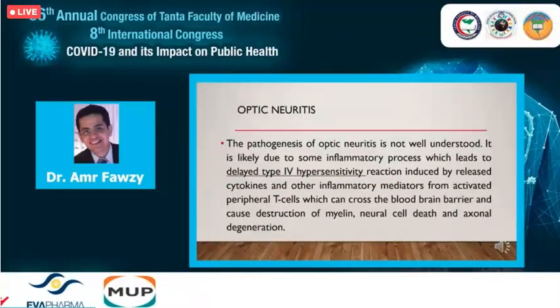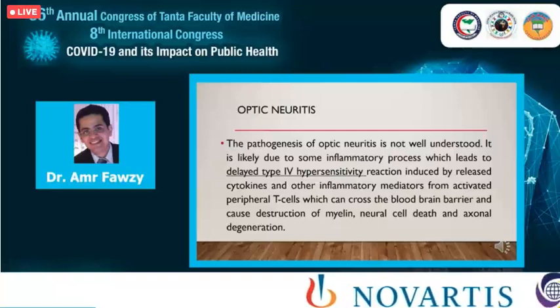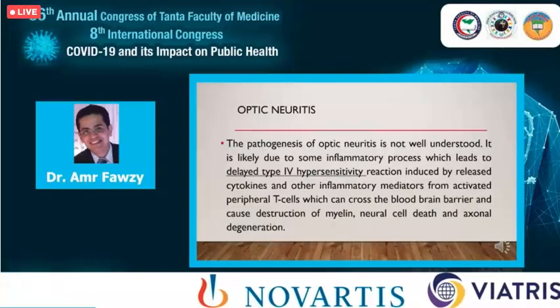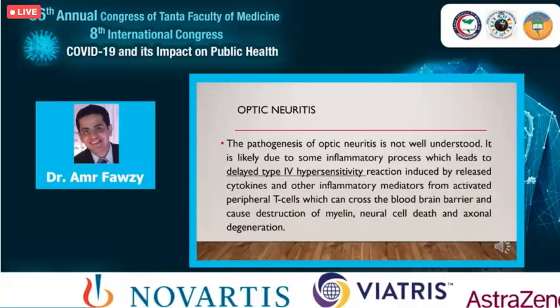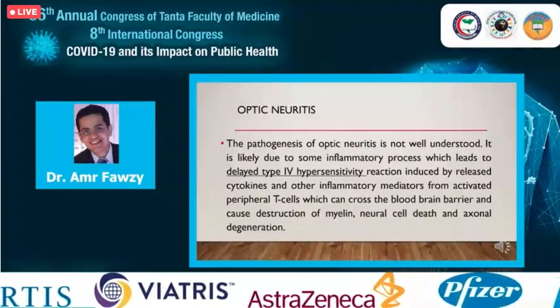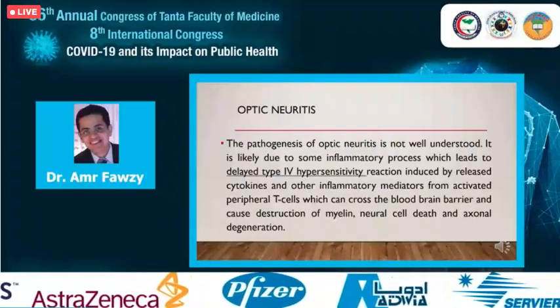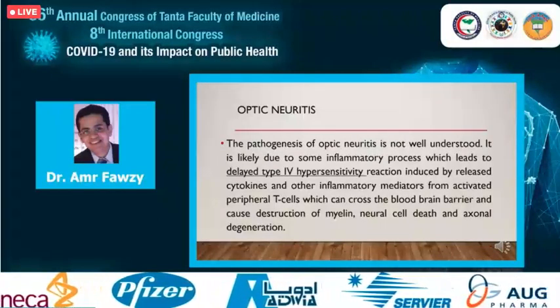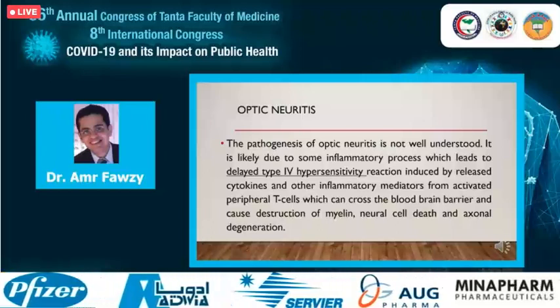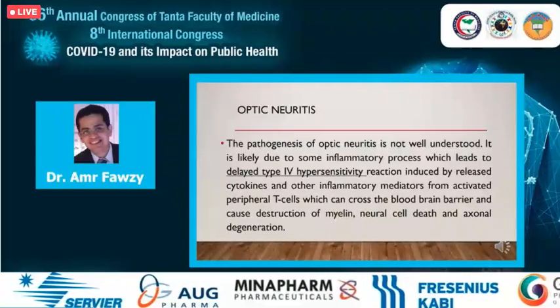The pathogenesis of optic neuritis is not well understood. It is likely due to some inflammatory process which leads to a delayed type 4 hypersensitivity reaction induced by released cytokines and other inflammatory mediators from activated peripheral T cells, which can cross the blood-brain barrier and cause destruction of myelin, neural cell death, and axonal degeneration.